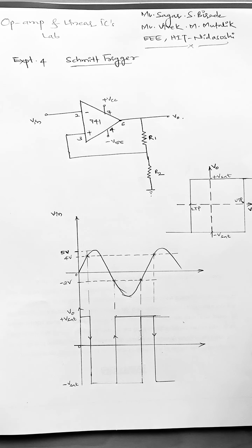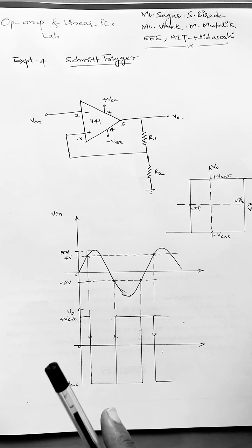Hello friends, welcome. We are dealing with experiments related to operational amplifier and linear ICs. In the previous session, we discussed the inverting and non-inverting mode operation of an op-amp. Today, we will be dealing with op-amp as a comparator, and in that, we will discuss Schmitt trigger.